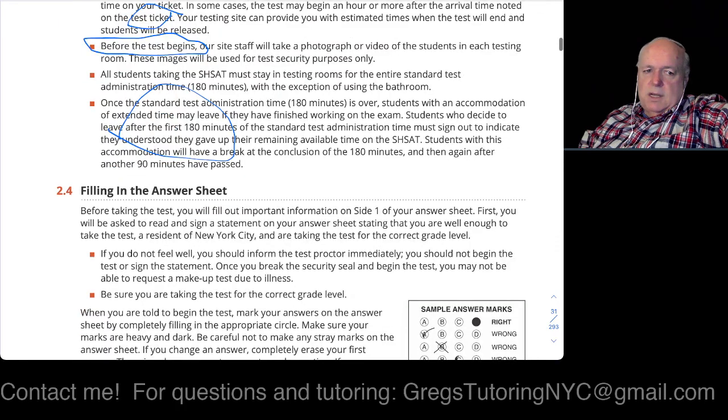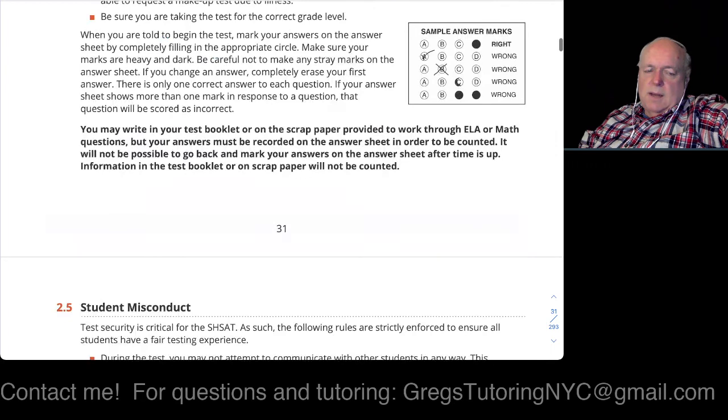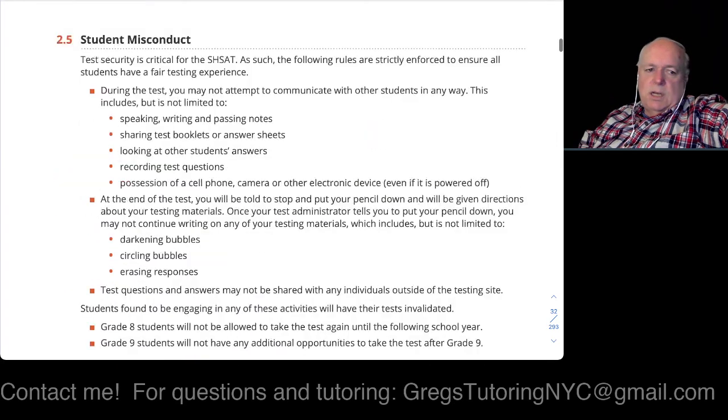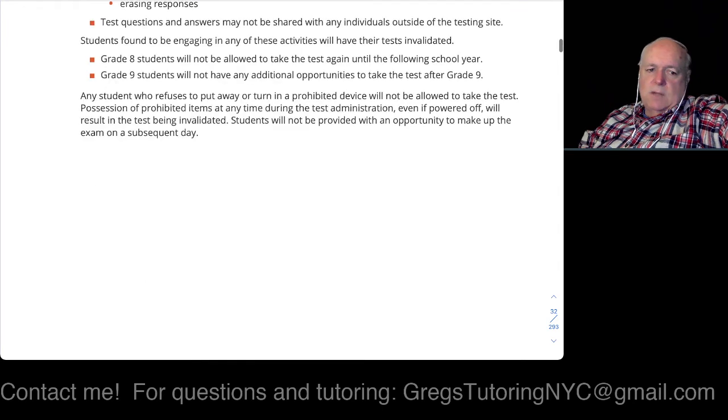Filling in the answer sheet again, read this. Make sure you know what is going on. There's some stuff here about cheating and other things. Again, read it. I get asked so many questions.